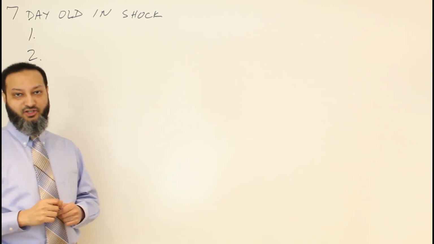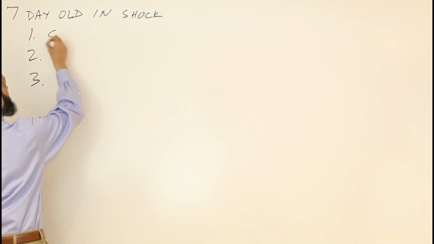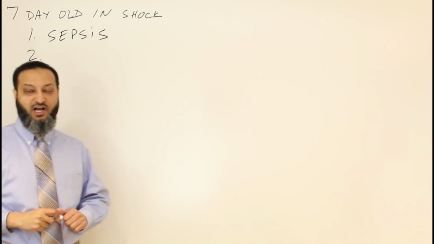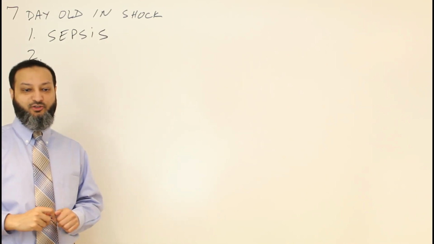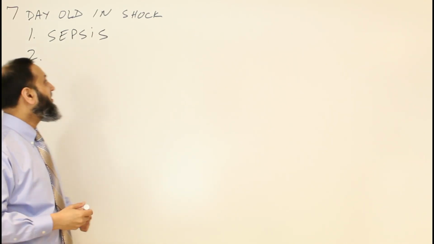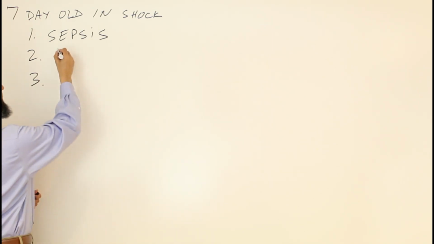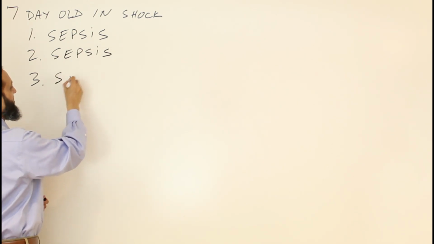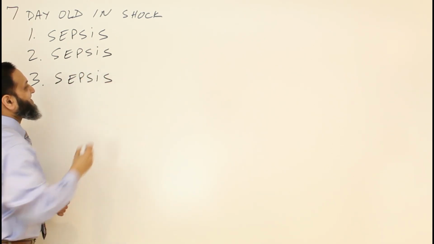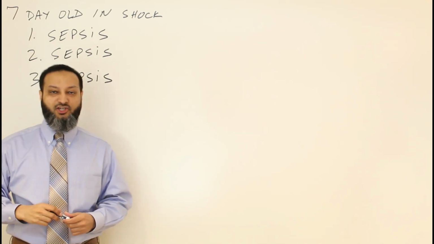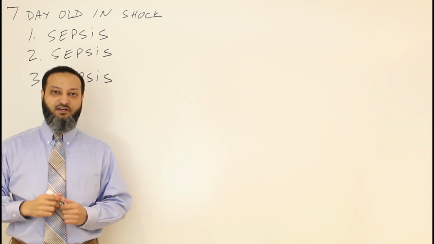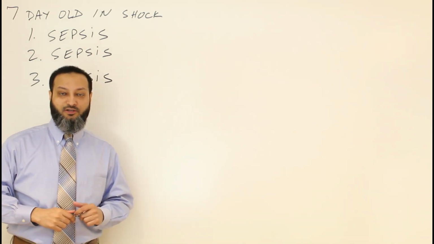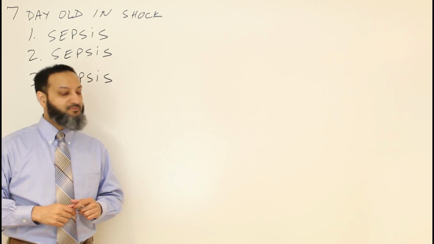Number 1 on that differential is going to be sepsis. When a 7-day-old comes in shock, the first thing you have to think about, and the number 1 thing on your differential diagnosis, is sepsis. Number 2 is also sepsis, and number 3 is also sepsis. When a 7-day-old infant comes in shock, that patient is sepsis, sepsis, sepsis until proven otherwise. And you need to think about the different types of organisms that are going to cause sepsis in this patient.